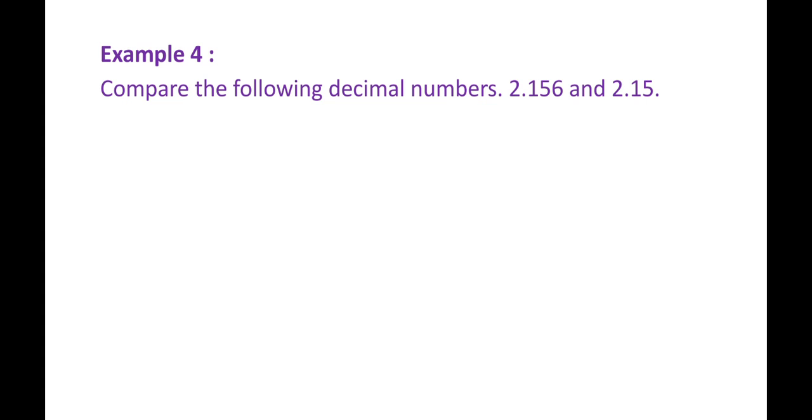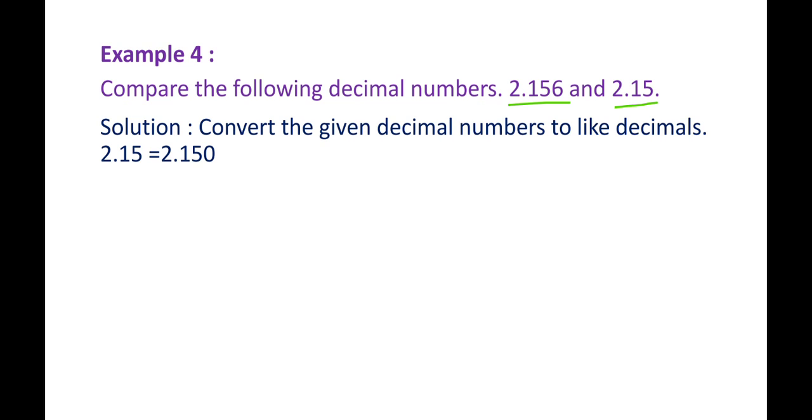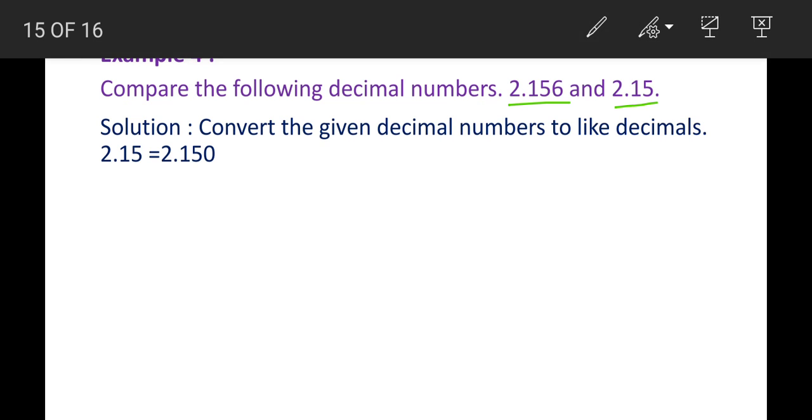So here is an example. Compare the following decimals: 2.156 and 2.15. As you can see, these two are unlike decimals, so we have to convert them to like decimals first. Solution: convert the given decimals to like decimals. For that we have to check the maximum decimal places. One contains 3 and the other contains 2, so we have to convert the second one to 3 decimal places. So it becomes 2.150.